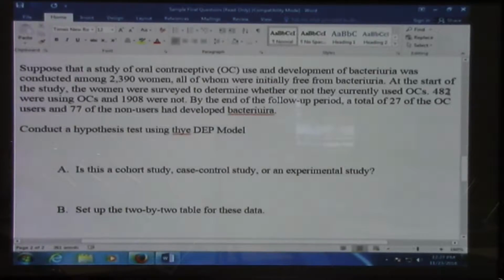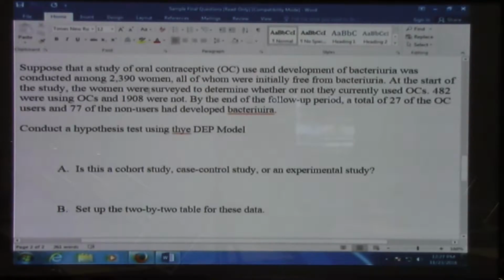Notice 482 used oral contraceptives, but 1,908 did not. So it's more than 4 times as many who did not use the oral contraceptives. So of course it's a smaller group that used them, so you would expect fewer cases in a smaller group. So that's going to be taken into account when we do our calculations. Okay, so that's all the numbers we need. Conduct a hypothesis test. So totally ignore the rest of the questions until we finish doing the DEP model hypothesis test.